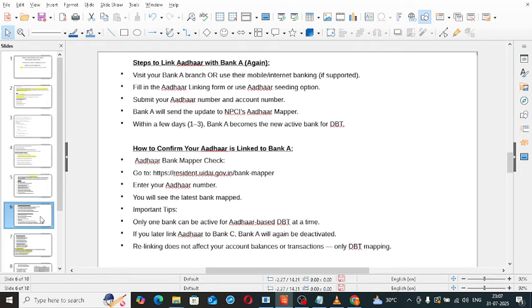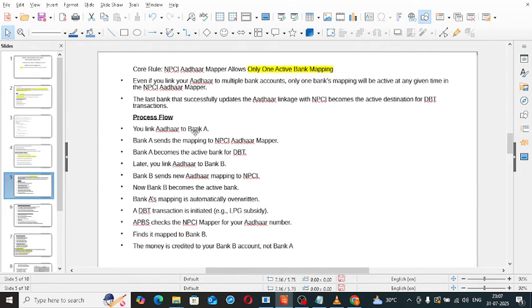Again, that particular beneficiary bank puts the information to that NPCI network. After that, what will happen? They remove the Bank B mapping and map the Bank A details, because only the latest Aadhaar mapping bank counts. So I will read the step-by-step process.